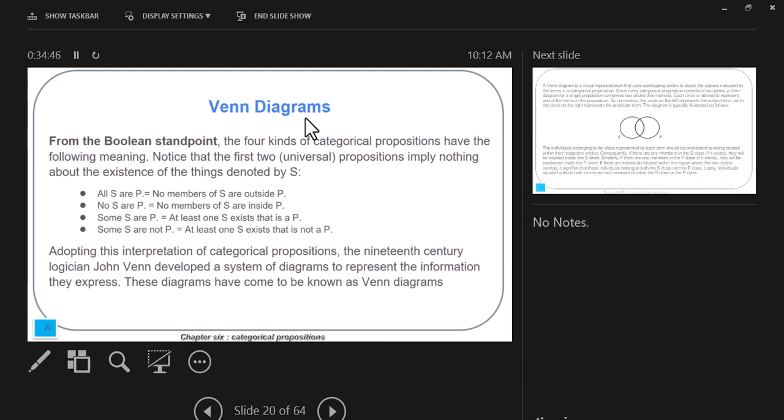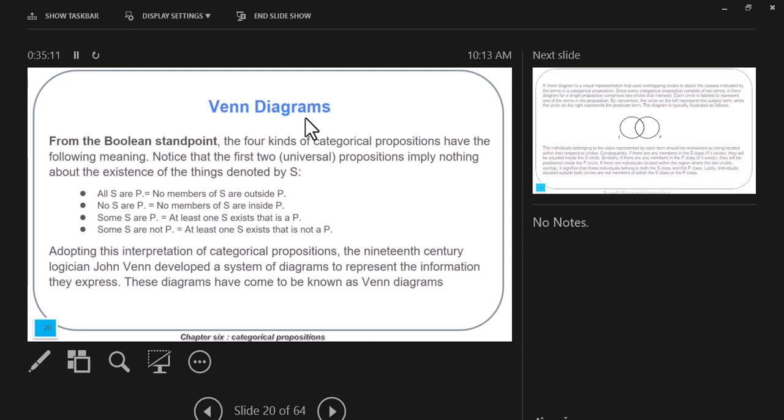Notice that the first two universal propositions imply nothing about the existence of the thing denoted by S. All S are P means no member of S is outside P. It is represented by shading the area of S which is not included under P. No S are P means no member of S is inside P, and it can be represented by shading the intersection, the common region of S and P.